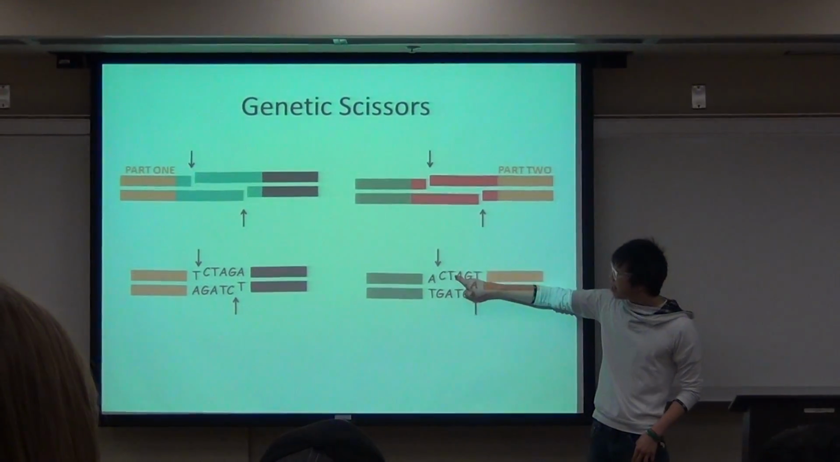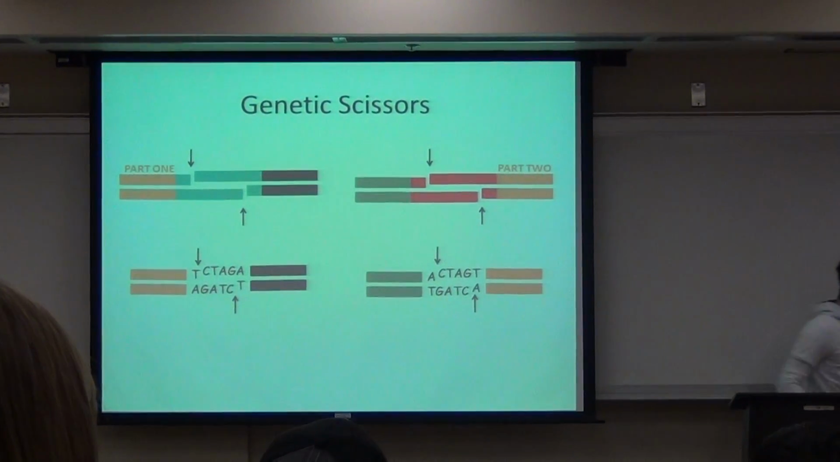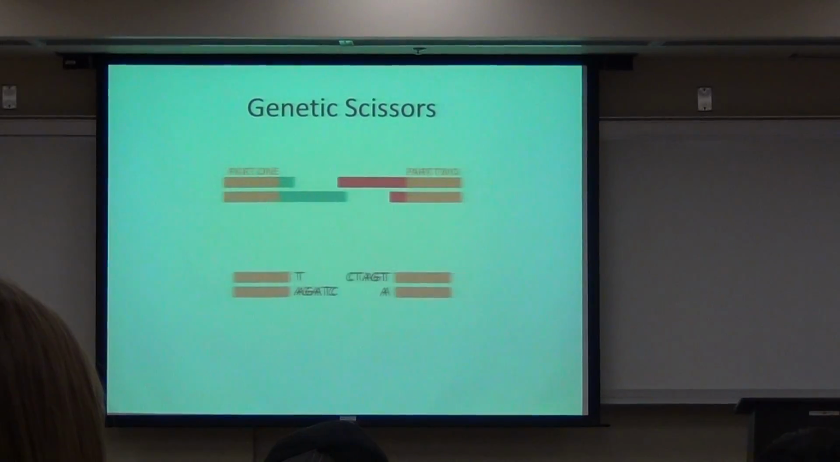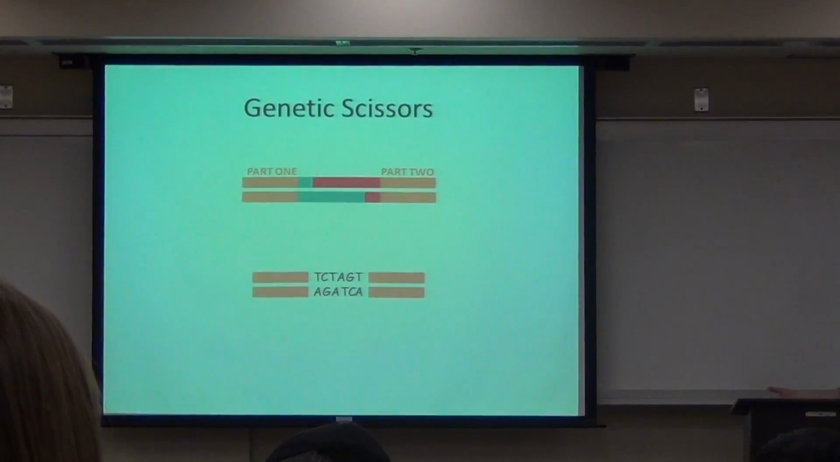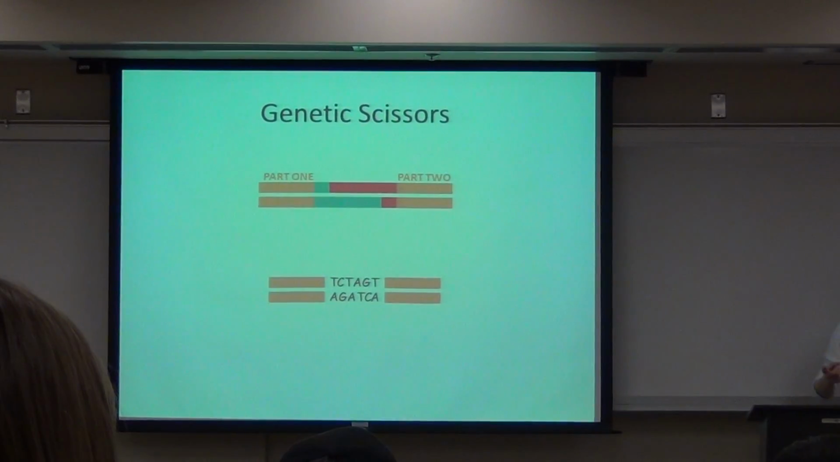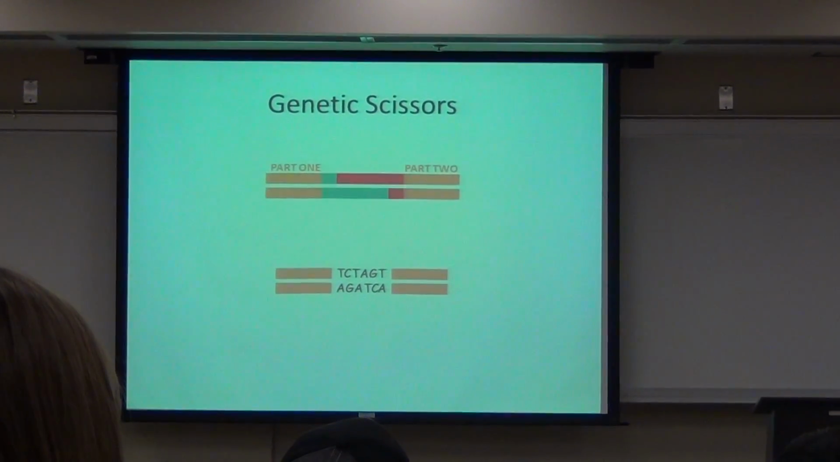So, like I said, it would cut like that, and again, because these nucleotides, C's match up with G's and T's match up with A's, we can actually bring part 1 and part 2 together. And they'll do this by themselves just because C's like G's and T's like A's, essentially. So under the right conditions, they'll actually come together.